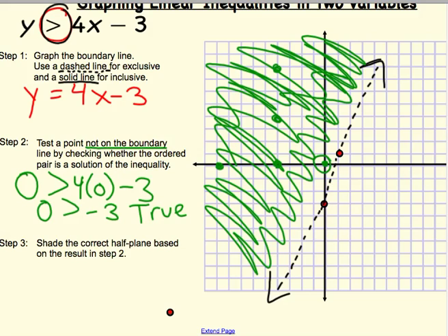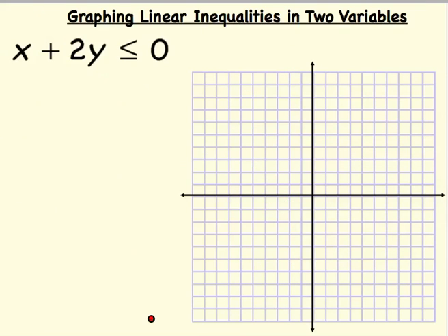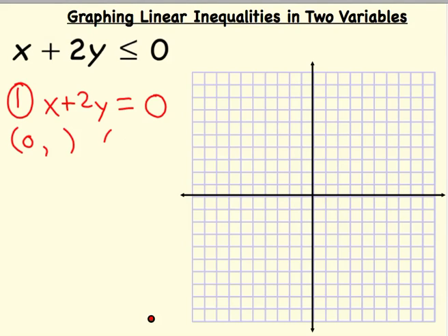So let's try another one of these. So step 1, I'm going to write x plus 2y is less than or equal to 0. Now notice that this one is in standard form. And I actually am supposed to change it to an equation. So to graph the boundary line, I'm going to make it an equation. So what I need to do when it's in standard form is I need to find the x and the y-intercepts. This is not a test point yet, so don't think that we're doing any kind of test point.